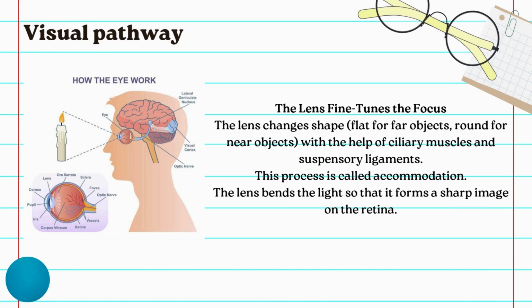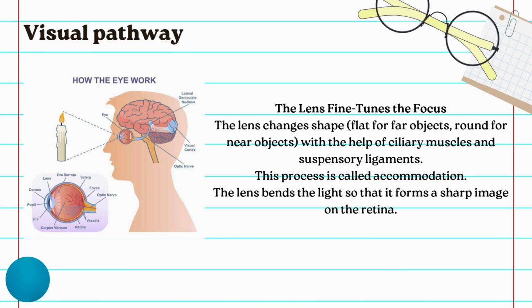Then your lens fine tunes and focuses the objects that you're trying to look at. With the help of the ciliary muscles and the suspensory ligament, it will change the shape of the lens so that the image will be sharp. So like I said, the cornea, the pupil, and the lens are like the editors of the image that's going to form at the end.